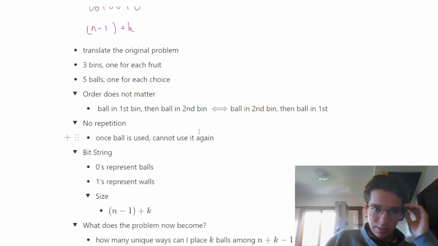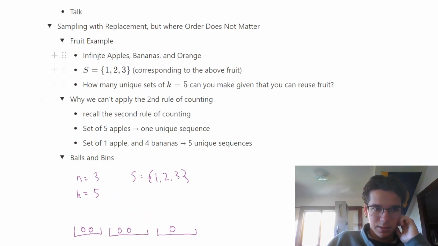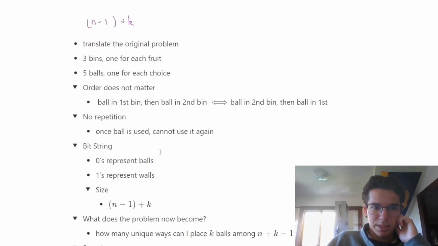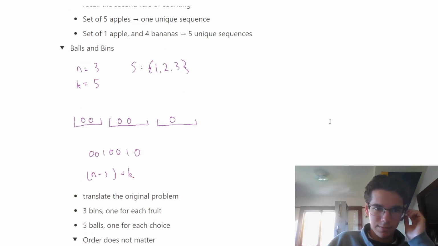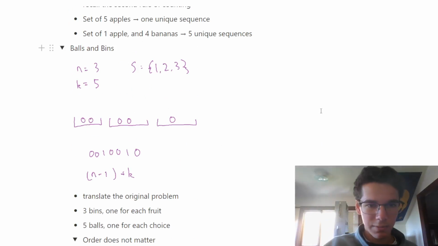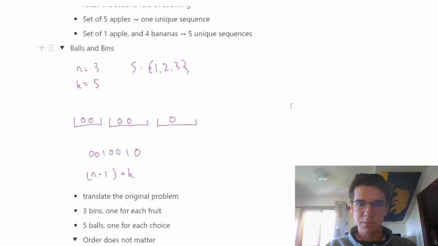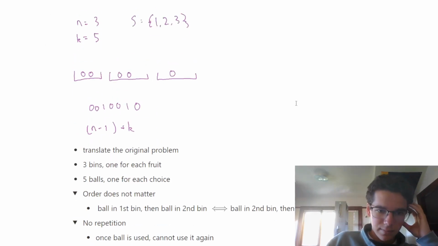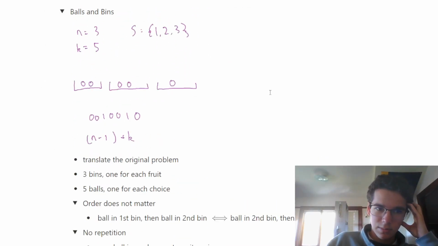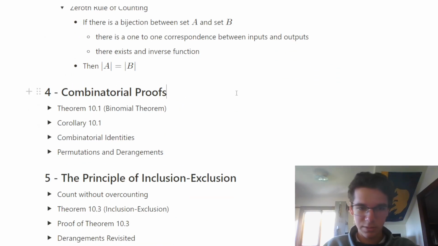Now, personally, I don't really see the connection between this problem and representing it as this bit string right here. At least the way the notes were for me, it just said that we can represent this as this bit string with these bins and balls, but I don't really see how there's a bijection between these two. If anyone knows, I'd really appreciate it if they could leave something in the comments. But for now, we're just going to move on to the next section.